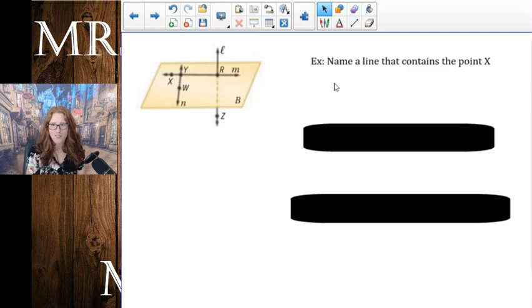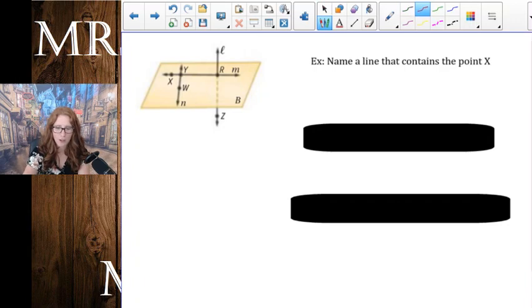Okay, so first thing is we were asked to name a line that contains the point X. So let's go find where point X is. Okay, well, point X is right here, and I see that point X sits right here on this line. There's a couple different ways that we could choose to name it. We could choose to call it line M, and we know that it's called M because we see the little M here off to the side right next to the line in kind of a cursive writing. That M is more cursive than, say, the R or the X or the W.